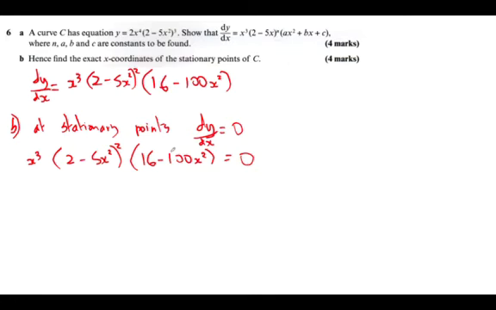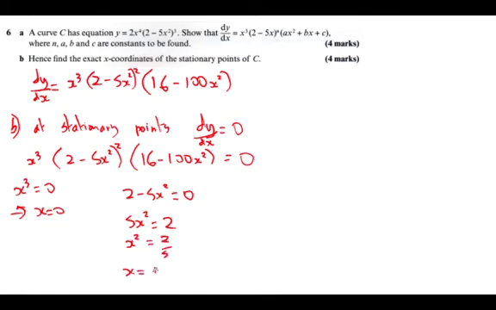So if these are all multiplied together to equal 0, one of these must equal 0. So either x cubed equals 0, so therefore x equals 0. Or 2 minus 5x squared must equal 0. Okay, and this is a repeated root. So therefore 5x squared must equal 2. x squared equals 2 over 5. So x will be plus or minus the square root of 2/5.